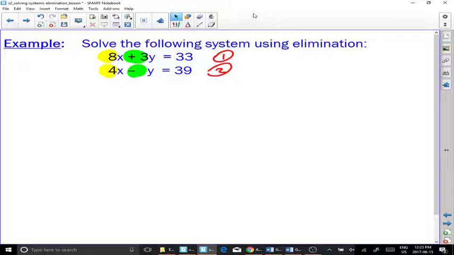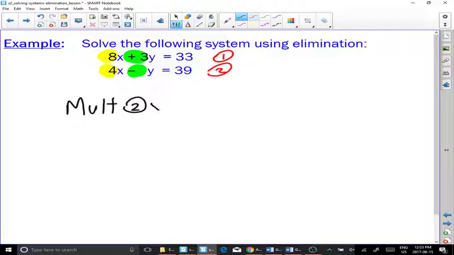We're going to have to multiply equation 2, because whether we go with the x's or the y's, both of those coefficients, both of those numbers in front of the variables, are smaller than the ones in equation 1. So we know for sure that we are going to multiply equation 2 by some number. But do we want to get rid of the x's or the y's? Because the name of the game is elimination, and we are going to eliminate either the x's or the y's. Well, it doesn't matter which one you pick. So let's pick x.